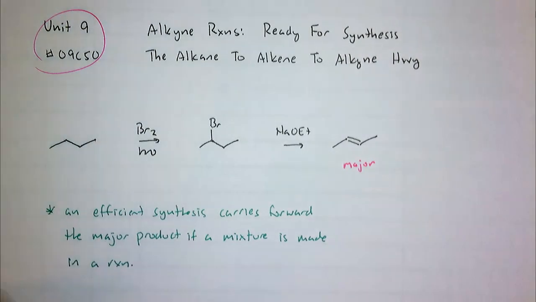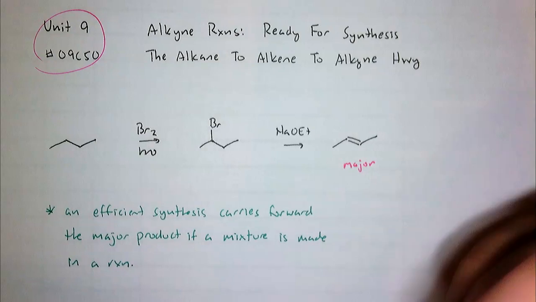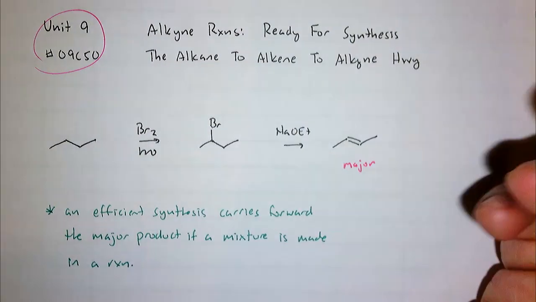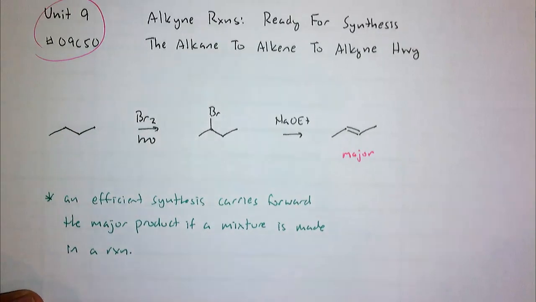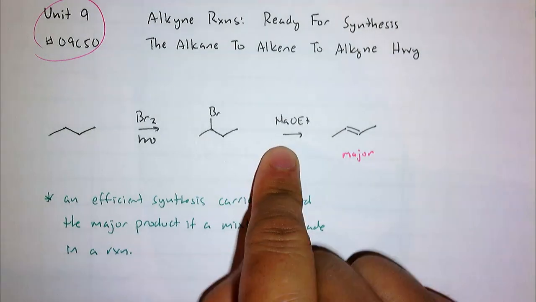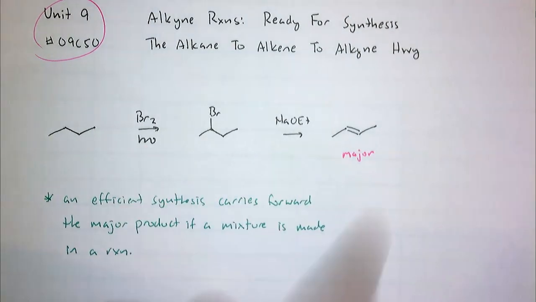This is important because when you design your synthesis for an exam, hopefully the problem is designed in such a way that you would never have to carry forward the minor. That would be an inefficient synthesis, right? If you have to purify the minor product and carry that one forward, you want to carry forward the major product. And okay, so far these 2 reactions we know about.